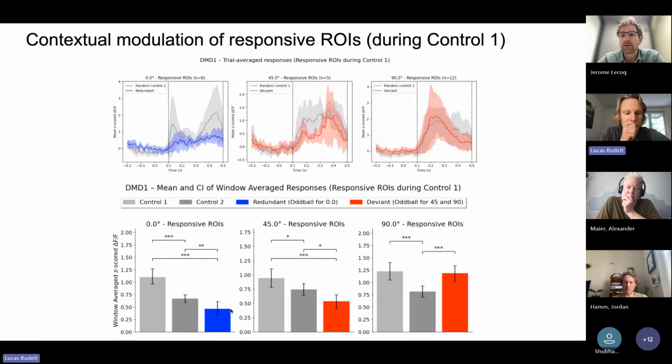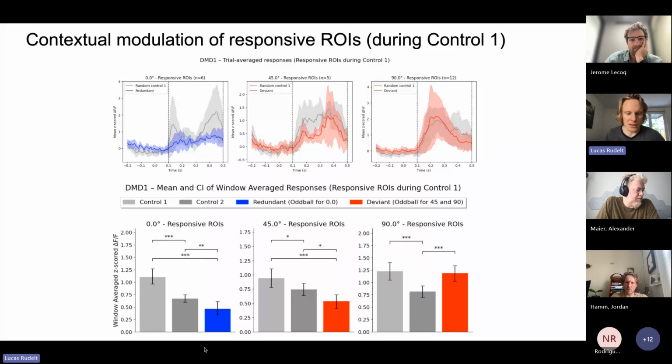Yes. You have a question from Nicholas in the chat. What is the x-axis at the bottom? We don't see it. I saw the legend above. Yeah. Right. It's the different conditions. Dark gray is the second control, so the control that comes after the oddball.